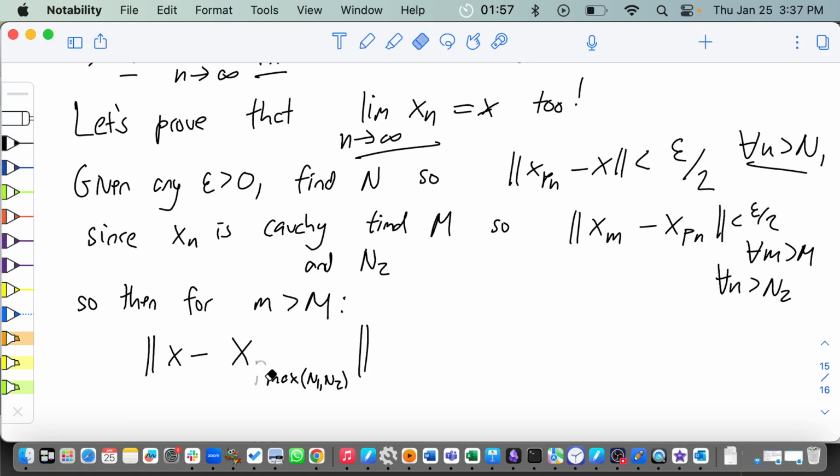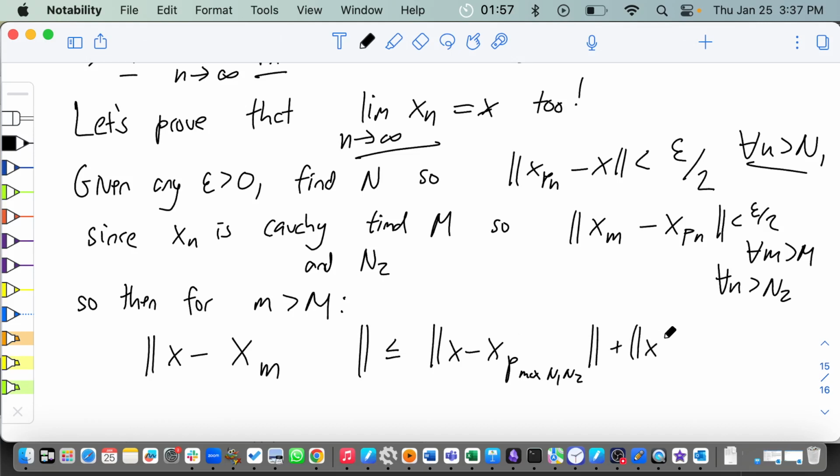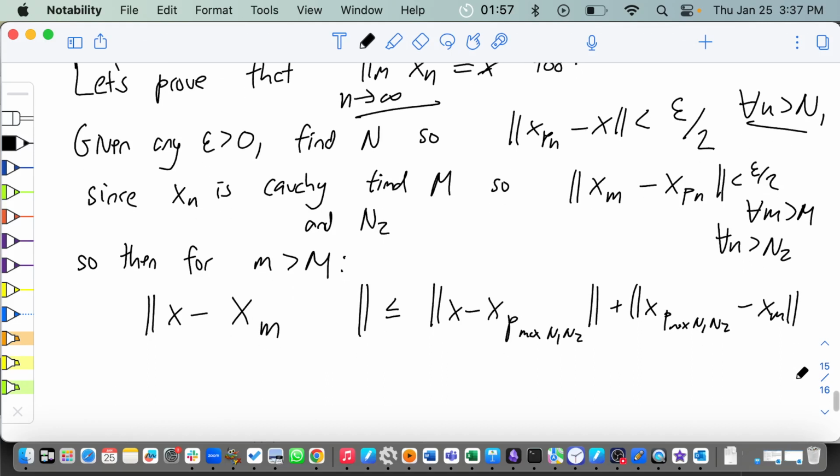That's not what I want. I want x_m on this side. That's going to be on the right-hand side, minus x_m. That's going to be less than or equal to |x - x_{p_max(N1,N2)}|. So we just pick some example with an x. Okay, there we go. Plus |x_{p_max(N1,N2)} - x_m|. And both of those things are less than epsilon/2. Okay, less than epsilon/2 plus epsilon/2, which is epsilon.